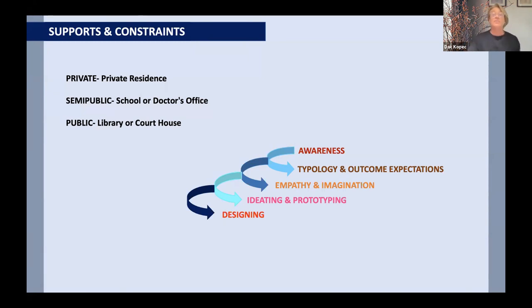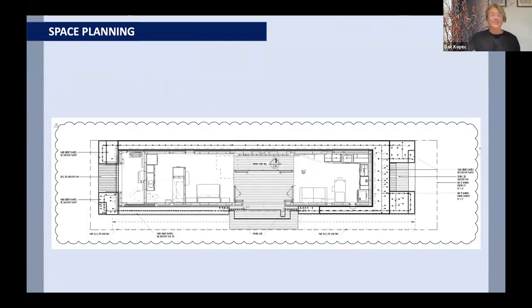That's part of the awareness, the empathy and imagination, creating the ideations and prototyping so we can test them, and then creating the design. Not trying to force fit everything into an existing design. As I told you at the very beginning, it's my pet peeve. So sorry for my soapbox.